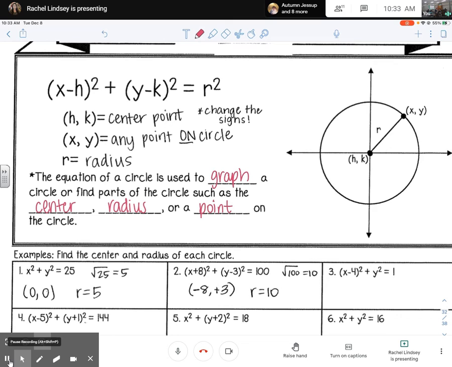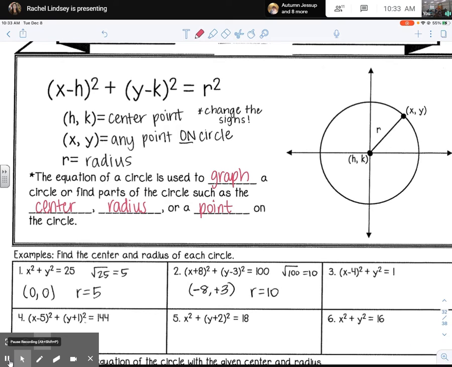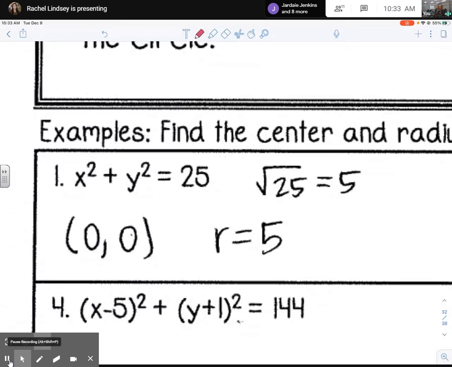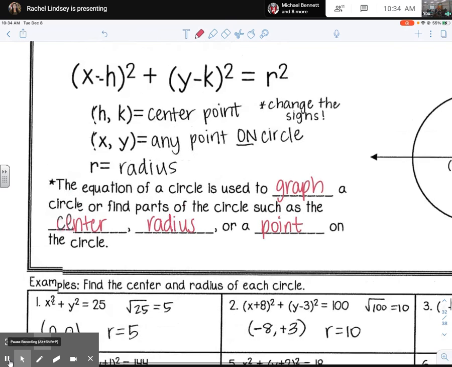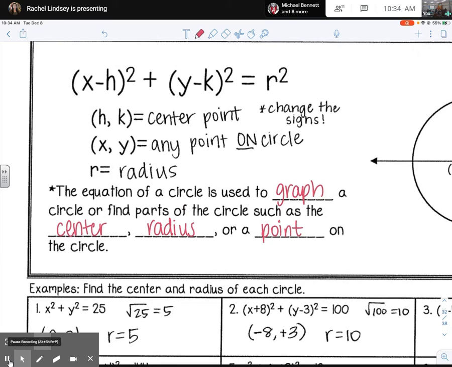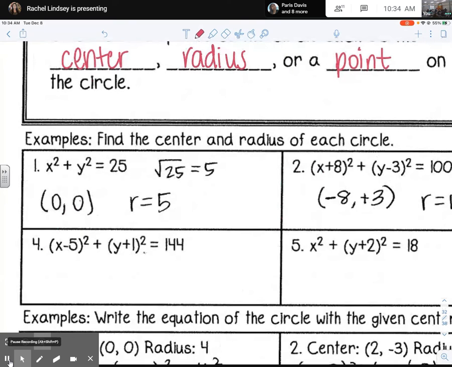So looking at these examples down here, we're taking our equation of a circle and we're finding the center and the radius from those things. So if you look at x squared plus y squared equals 25, the h would be with the x, and the k would be with the y. Since there's nothing in there, your h and your k are 0 and 0. And then your radius, since the formula is radius squared, if you want to find your radius, you just take the square root of the last thing. So I took the square root of 25, and I found my radius was 5.